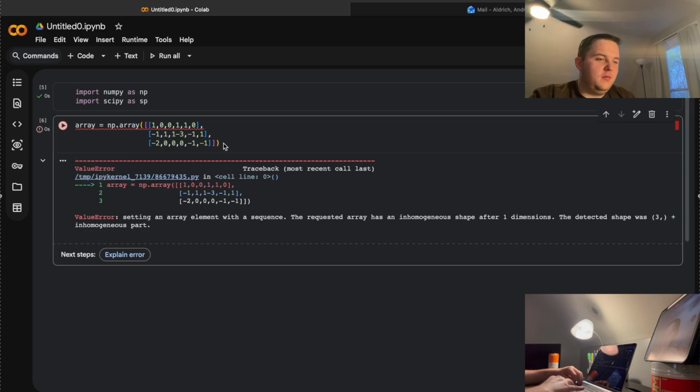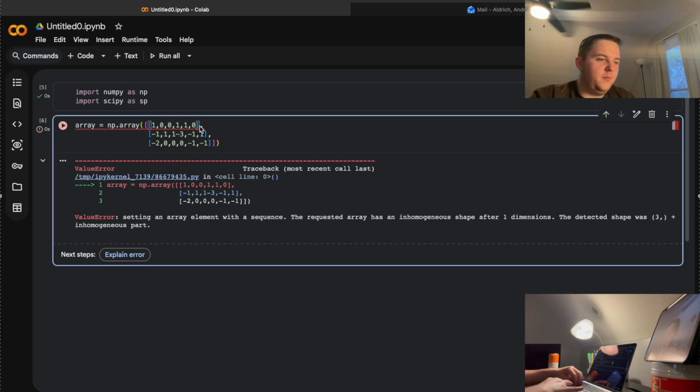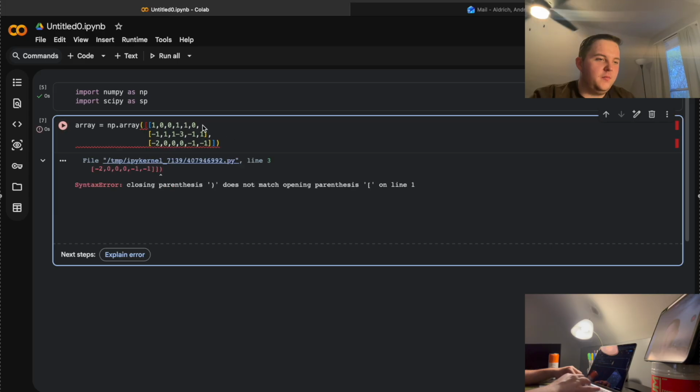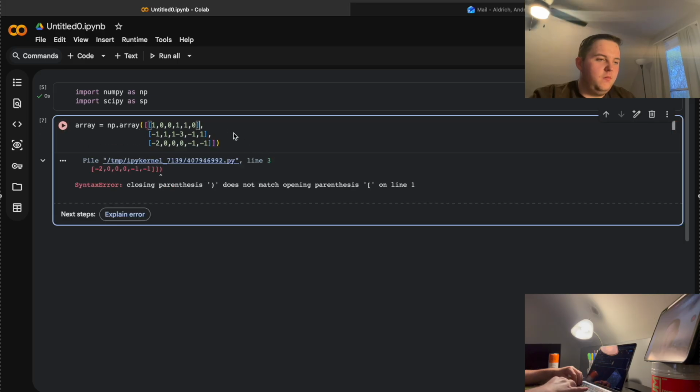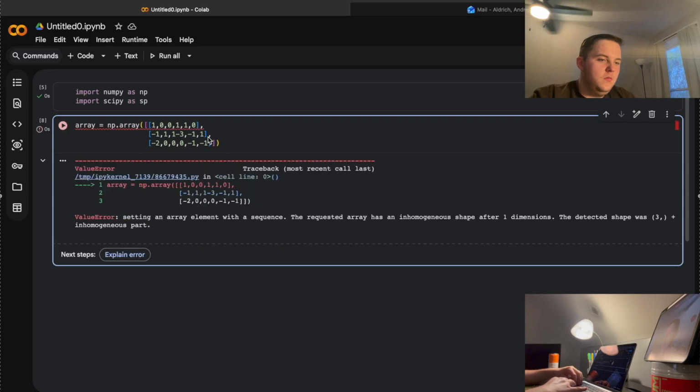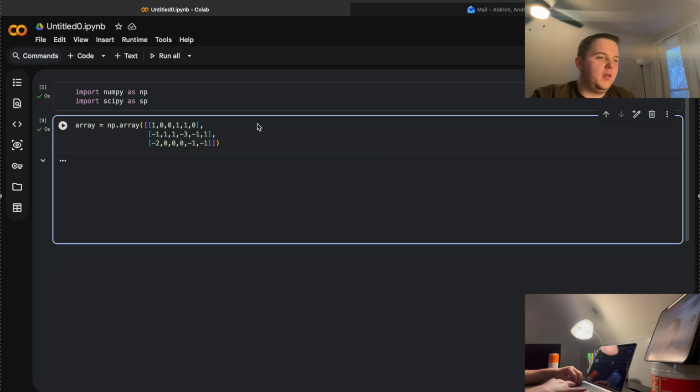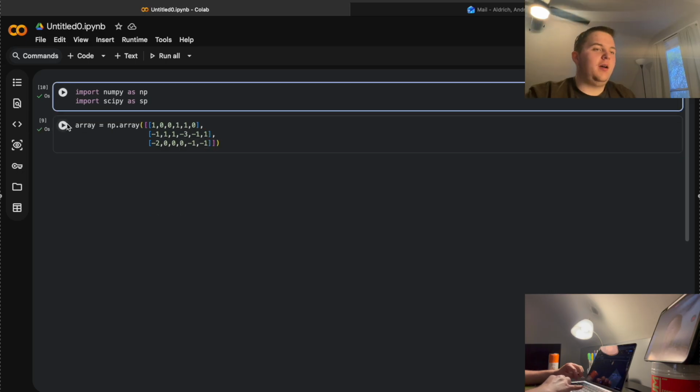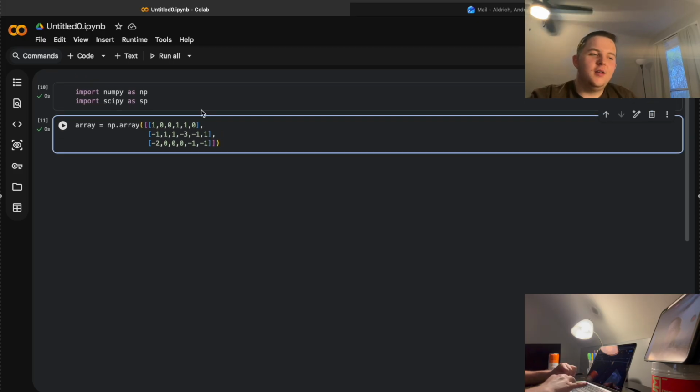Maybe not. Saying 1 is the problem now. Maybe we don't need a bracket there. Definitely need a bracket there. Oh, wait, I see it. It's right here. It's our comma. We're missing a comma. Okay, that seems to be running good now, after multiple syntax errors. Okay, looks good. So let's jump into the next part.